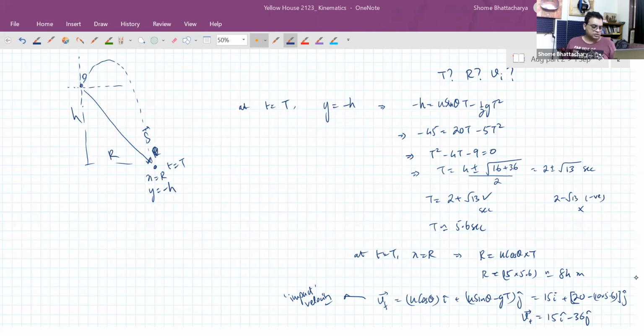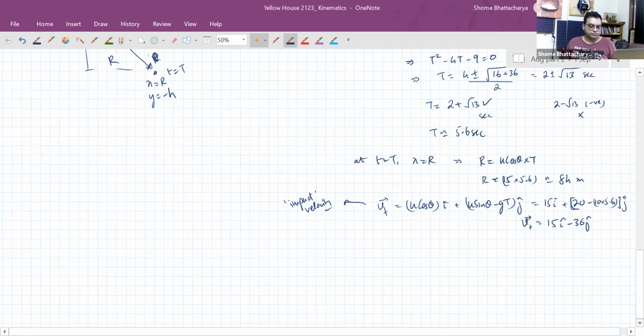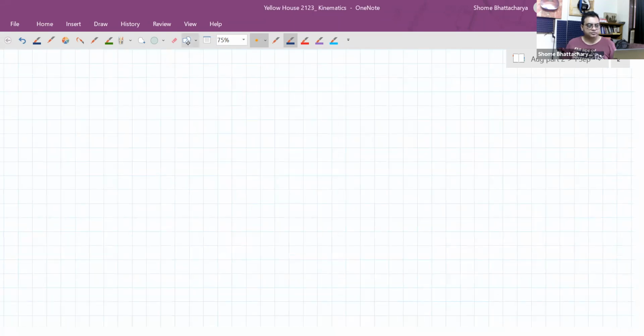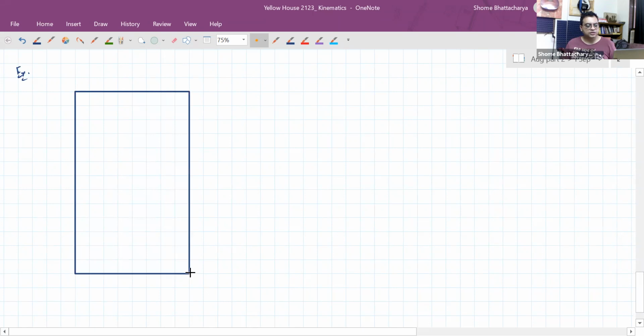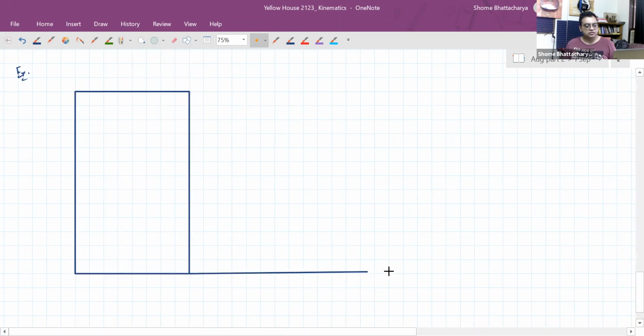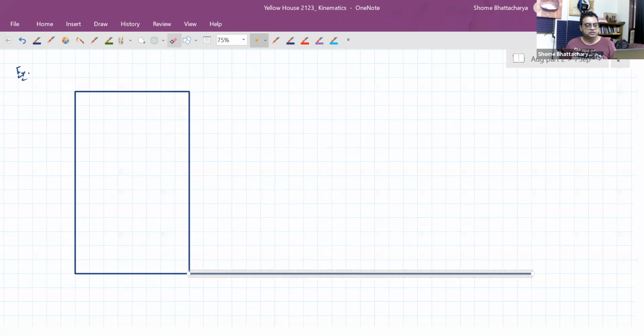Okay, so hope this question is clear to all of you. Now let's move on to another example. In the next example, we'll see an oblique projection, but such that there's a downward component like this.